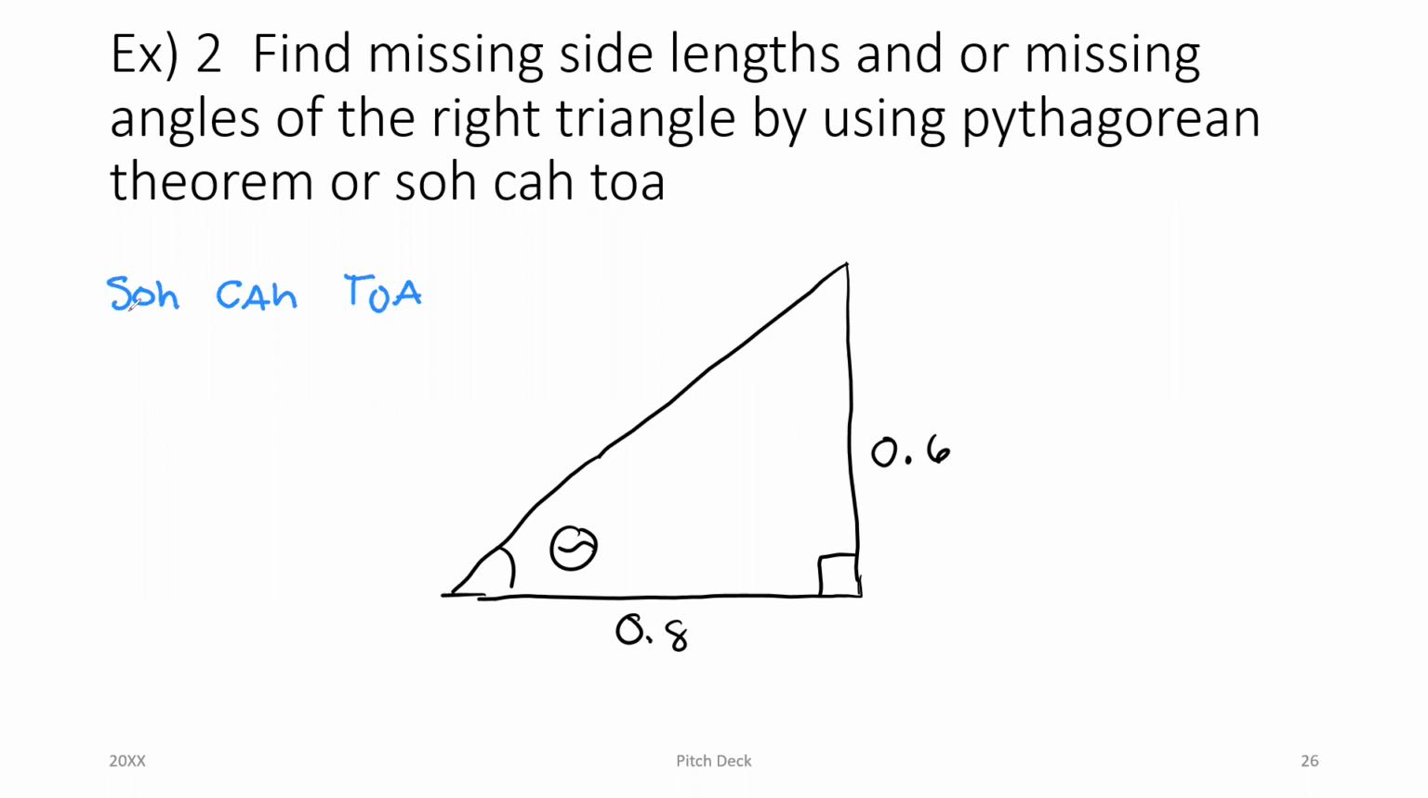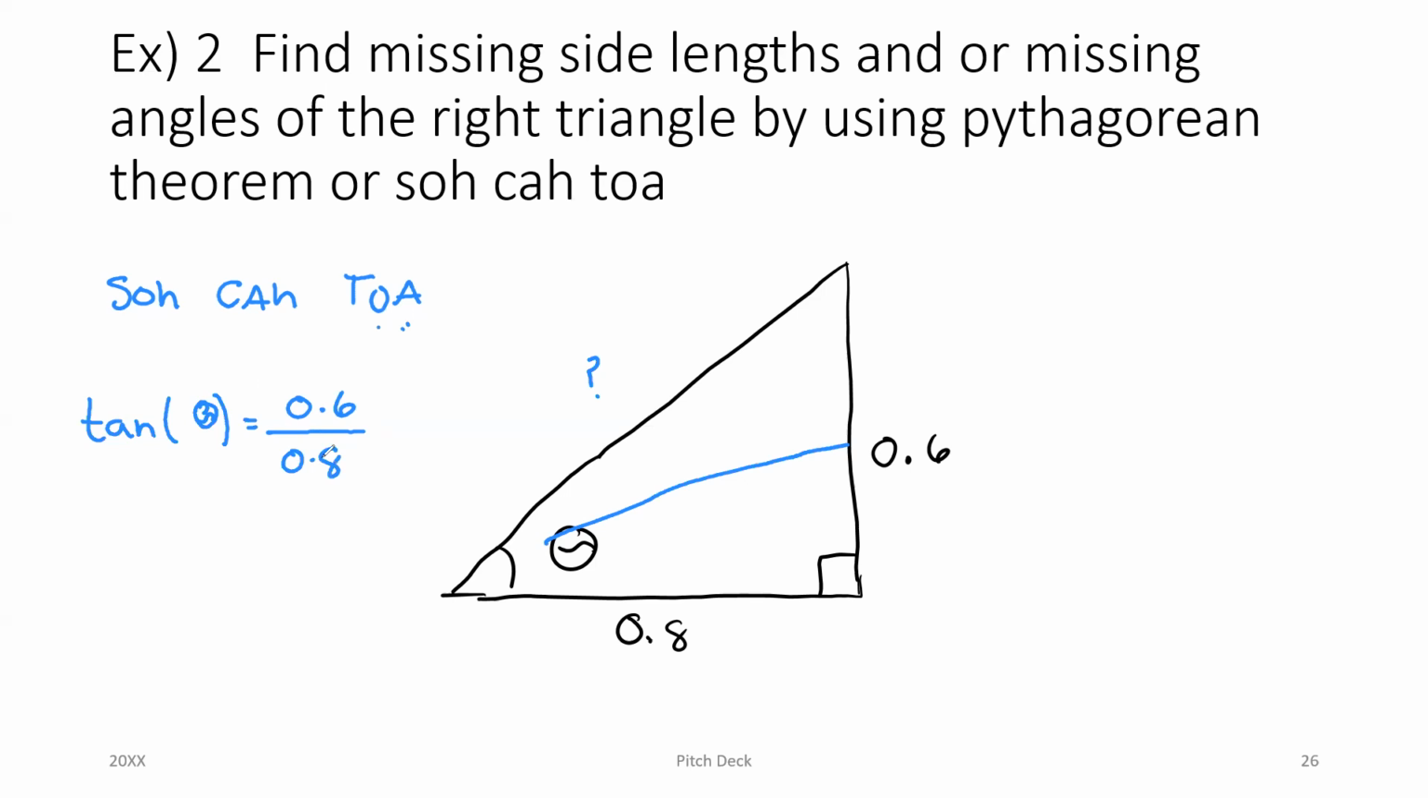I don't think in our case sine and cosine will work because we don't know what the hypotenuse is. We could find the hypotenuse, but it's just more work. So I think it's best to do tangent. So we're going to do tan of your angle, which is this symbol, opposite over adjacent. So from this angle, the opposite side would be 0.6 over the adjacent side, which would be 0.8.